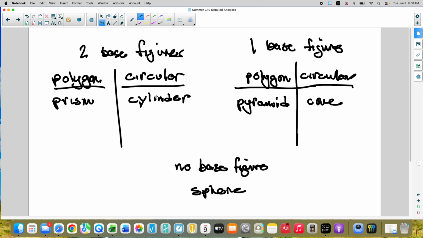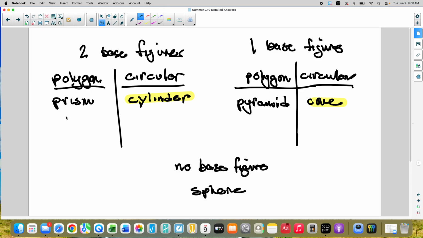All circular two base figures will always be called cylinders. It doesn't matter how big or wide your radius or your diameter is, it is always going to be called a cylinder. And these are always going to be called cones. Now, depending on your base for your prism, it does matter.